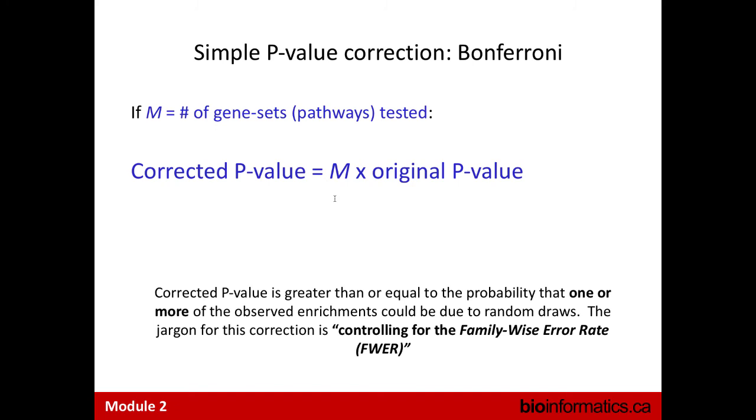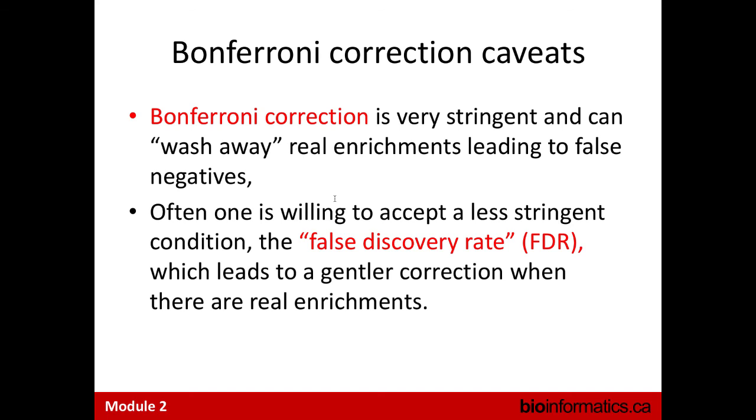Usually in the enrichment tools, you will see this Bonferroni correction, and you can try it. But what's happening is that it's so stringent that usually no gene sets pass the threshold of Bonferroni 0.05. So there is another way to correct for multiple hypothesis testing. It's called the false discovery rate.